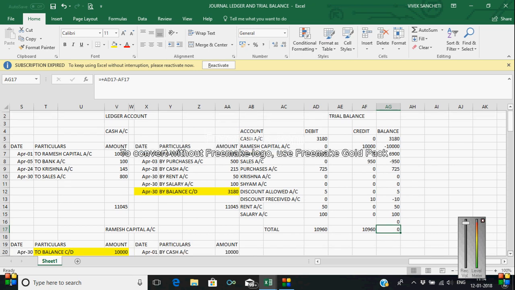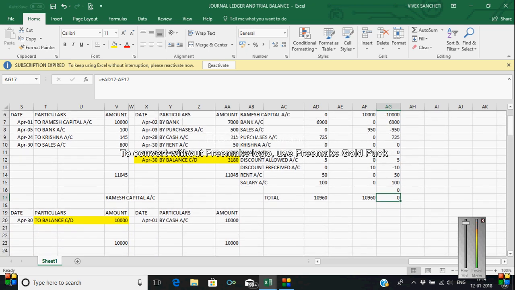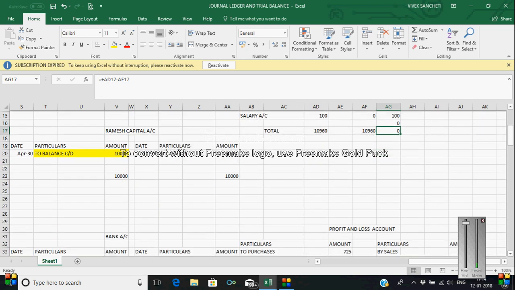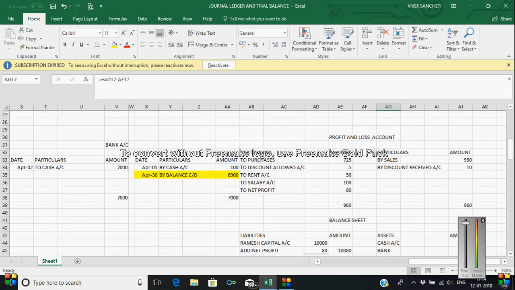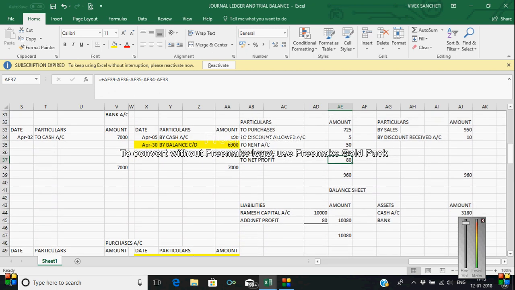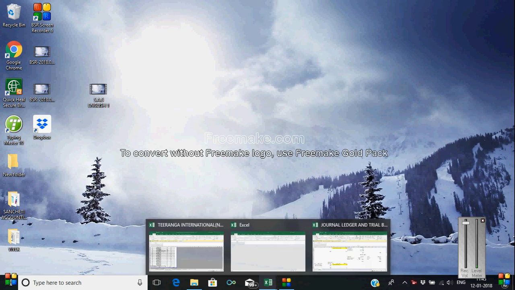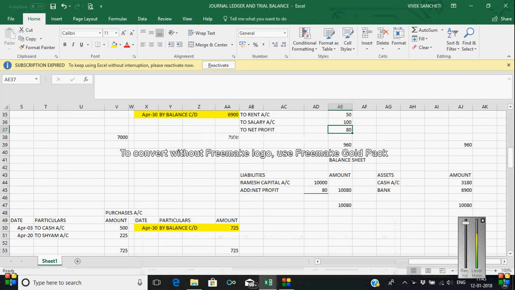Now out of the trial balance I have prepared the profit and loss account, which is below. This is the profit and loss account. Here the net profit is rupees 80. Out of this profit and loss account I have prepared the balance sheet. In the balance sheet we use assets, liabilities, and profit or loss of the profit and loss account. So here in the balance sheet we see that the liability side is equal to the asset side. Fine. So this is what I have done practically.